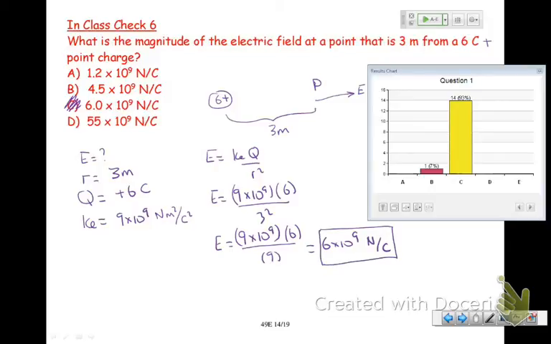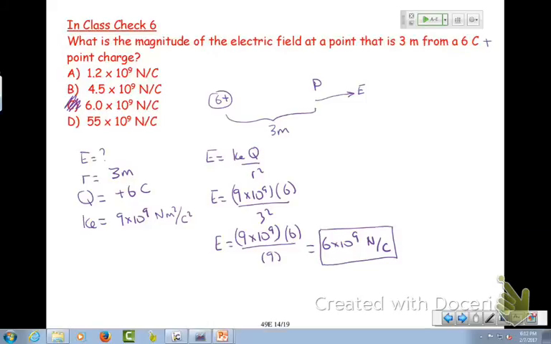Electric field: newtons per coulomb, or volts per meter. Force per unit charge. So not bad. Let's move on.